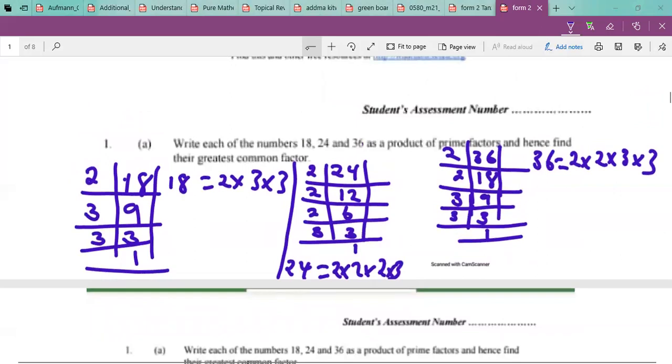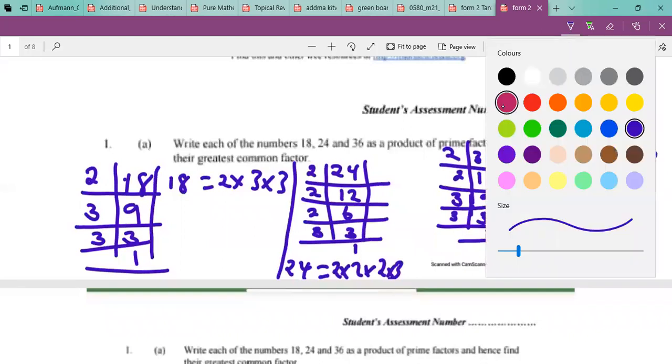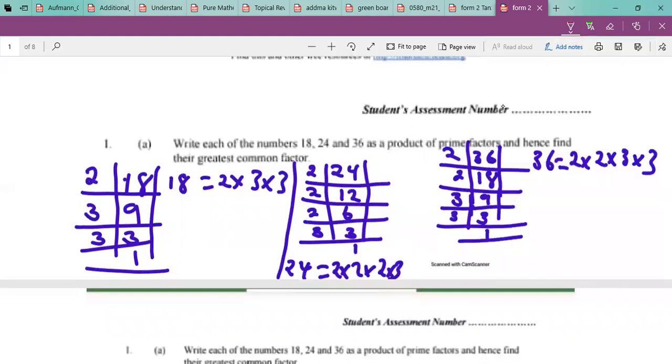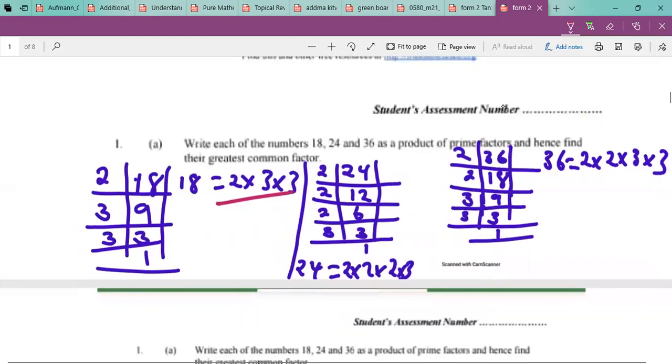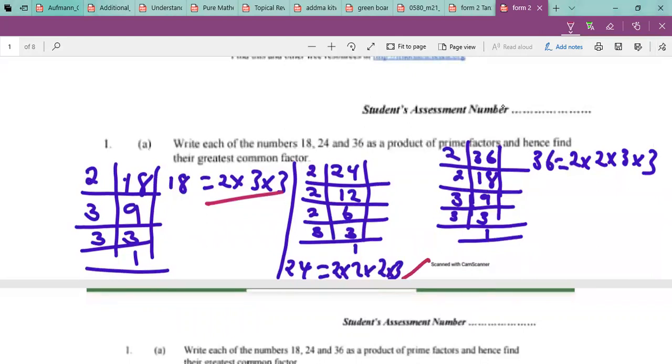Then, of these factors, let's go for the highest common factor. Looking at the three, the highest or greatest common factor is 3. Then we are done.